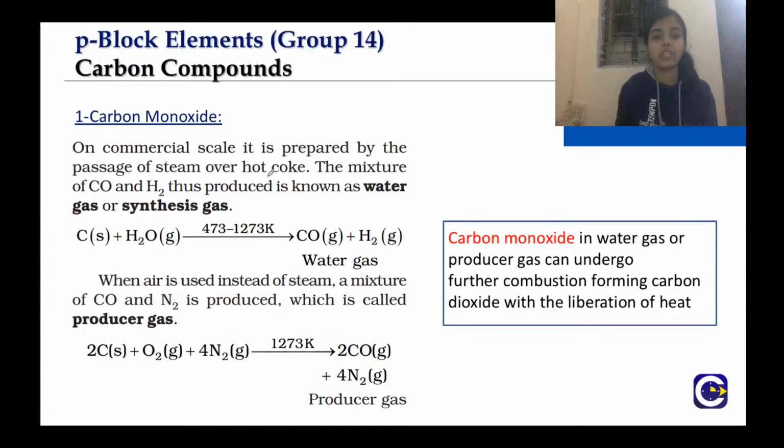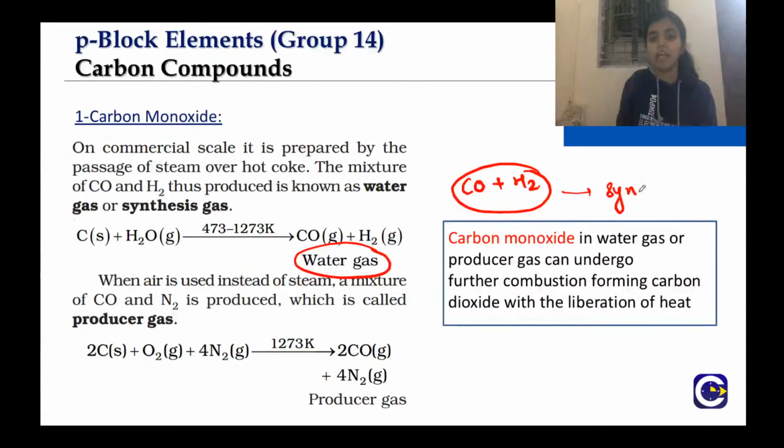Now, carbon monoxide on commercial scale can be produced as a water gas. So CO plus H2 is known as water gas, and the same gas is known as synthesis gas. Why? Because this gas can be used for the synthesis of many compounds like CH3OH, which is methanol, right? So that is why the name synthesis gas is given to it.